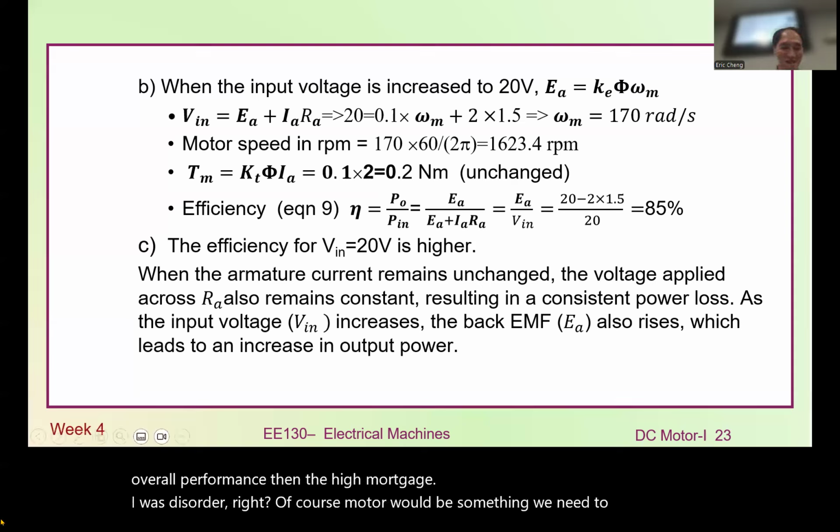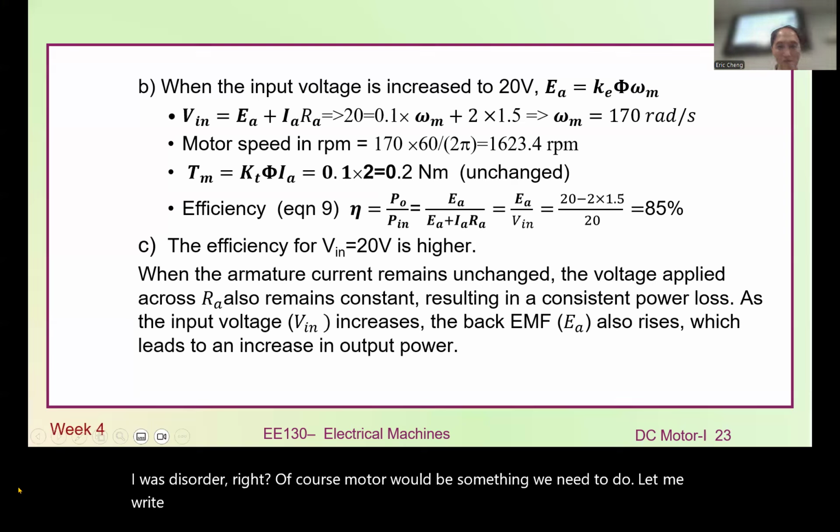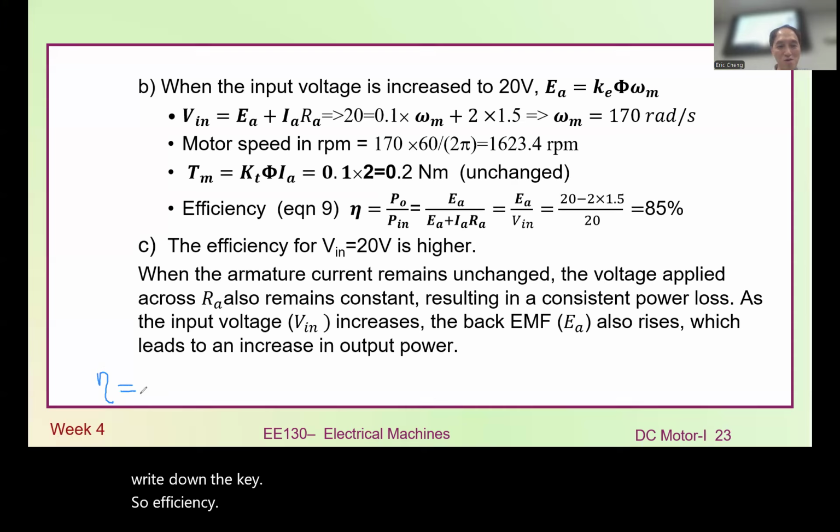Let me write down the key. So efficiency is related to higher voltage, or lower RA, or also higher speed.